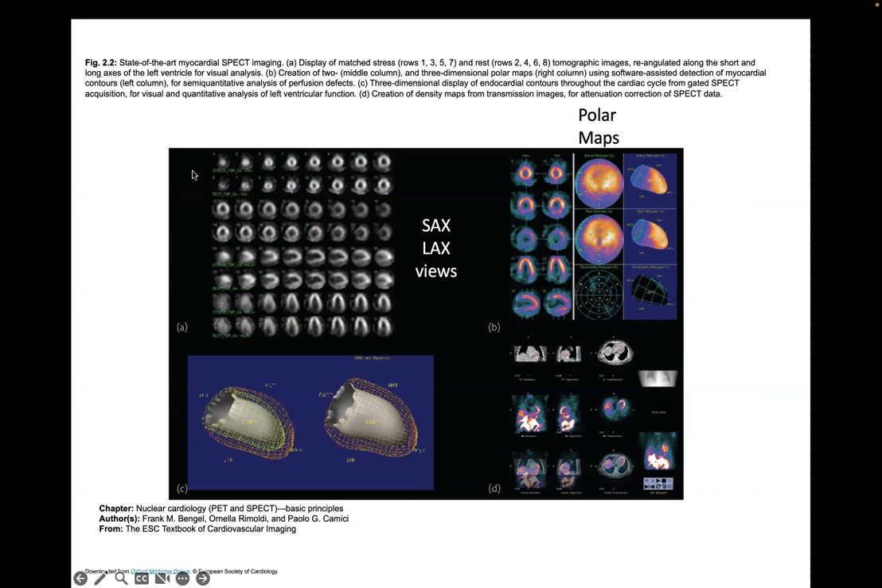And when SPECT images are shown, the brightness here corresponds to the amount of radiation that was emitted from this point, right? So that's what the brightness means. And the reason that you have 2 rows that look very similar is because the top row is the amount of radiation after the patient has been stressed. And so stress can be giving them a pharmaceutical that increases their contractility or their perfusion.